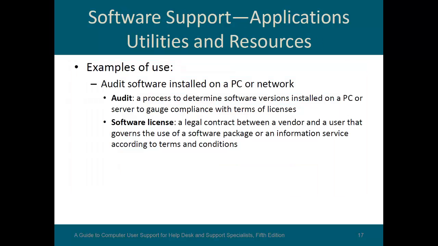Examples of use, audit software. Audit software, a process to determine software versions installed on a PC. This is very helpful for compliance to make sure that you have paid for every license that's installed. Software license is a legal contract between the vendor and the user that governs the use of the software. Typically, you never own your software. It is always owned by companies like Apple and Microsoft. They just let you use it.